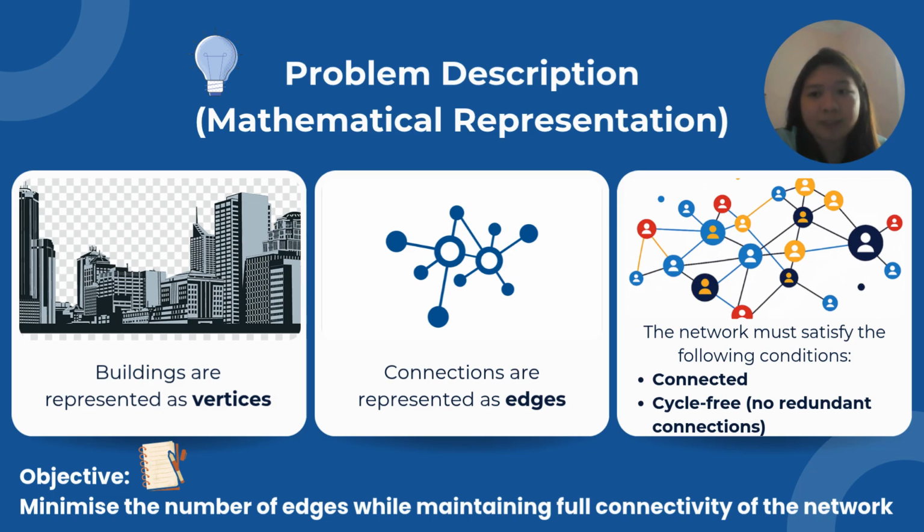Now, we translate this into a mathematical representation. Buildings are represented as vertices and connections are represented as edges. The network must satisfy the following conditions. It must be connected and it must be cycle-free, meaning no redundant connections. Therefore, our objective is to minimize the number of edges while still maintaining full connectivity of the network.